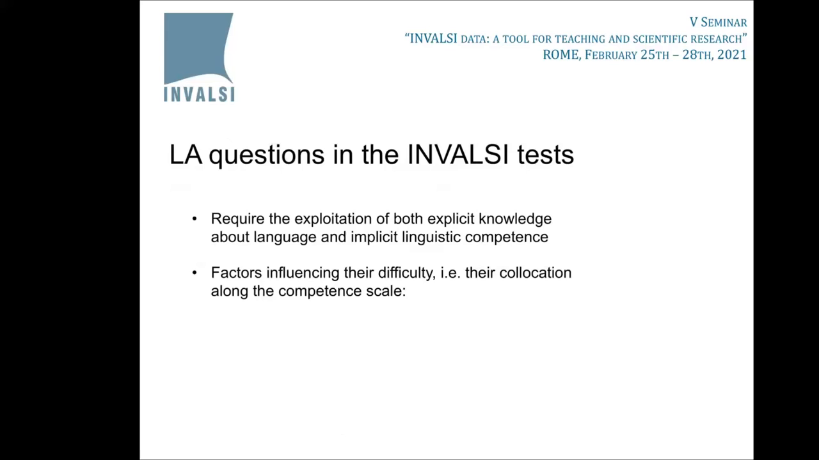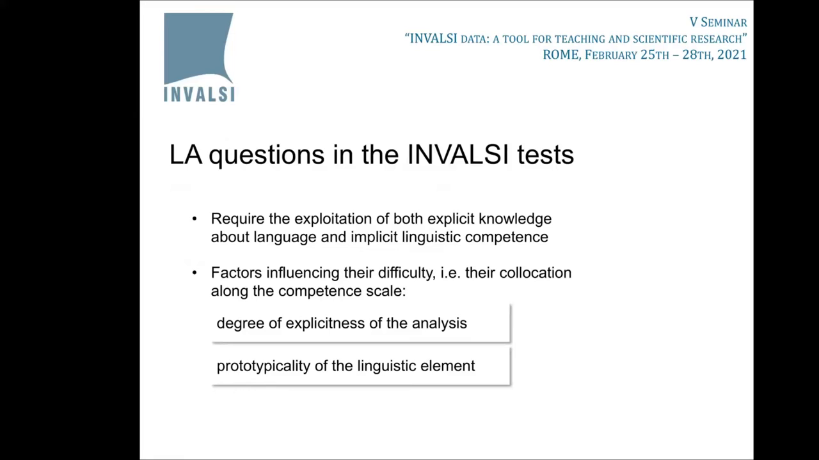Language awareness questions in the INVALSI tests require the exploitation of both explicit knowledge about language and implicit linguistic competence. The factors that seem to be influencing their difficulty, that is their collocation along the competence scale, are the following: the degree of explicitness of the analysis these questions require, the prototypicality of the linguistic element they focus on, and the complexity of form-meaning relationships in the given linguistic task or linguistic element.